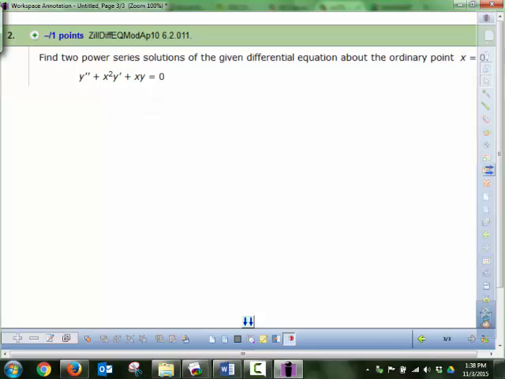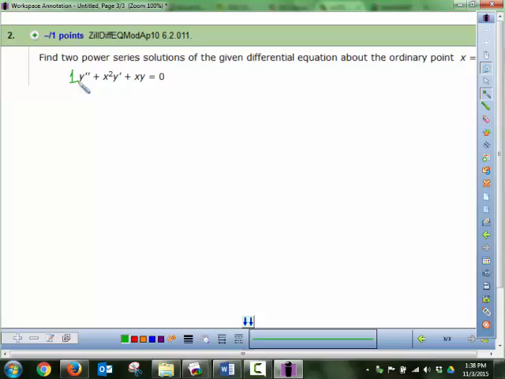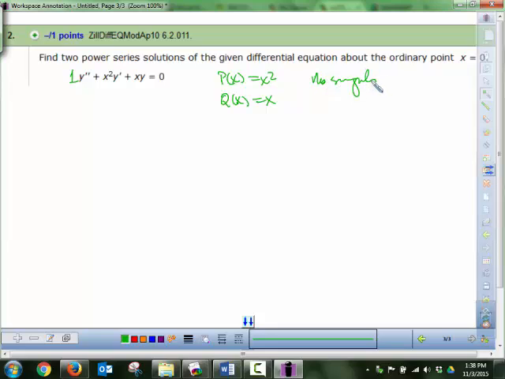We have our differential equation already written in standard form, which is great. We can identify our P and Q from the beginning. P of x is equal to x squared. Q of x is equal to x. These are nice functions, and 0 is a nice point. I don't have any issues about any singular points. No singular points. So it looks like my radius of convergence will probably be infinite for this.